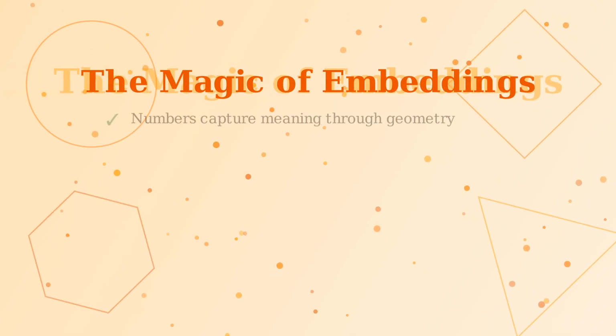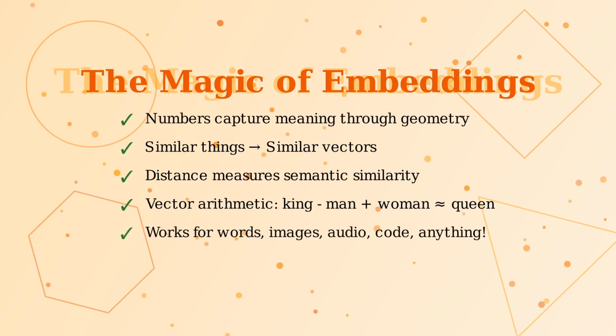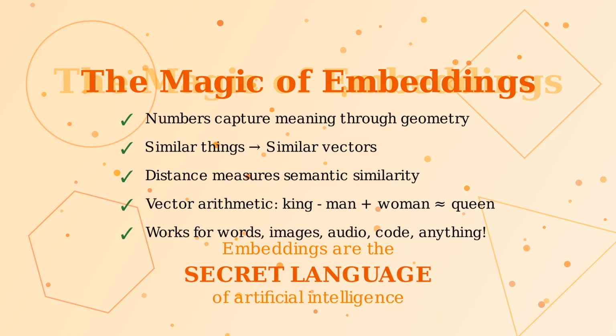Embeddings are pure magic. They transform abstract concepts into concrete mathematics. Numbers capture meaning through geometry. Similar things become similar vectors. Distance measures semantic similarity. Vector arithmetic lets us compute with concepts. King minus man plus woman gives us queen. And embeddings work for everything: words, images, audio, code, molecules, users, products. They power search engines, recommendations, chatbots, translation, and countless other applications.